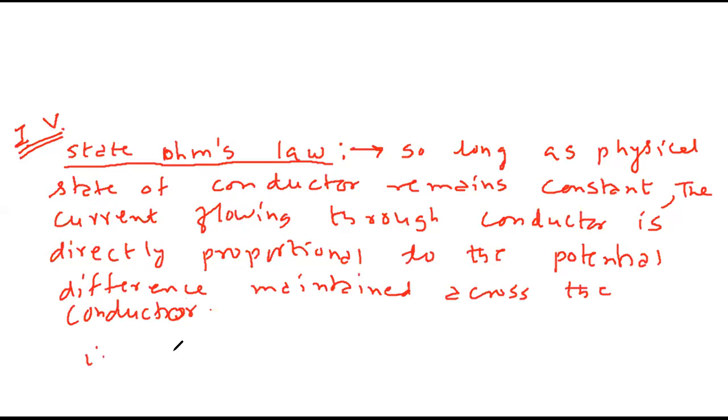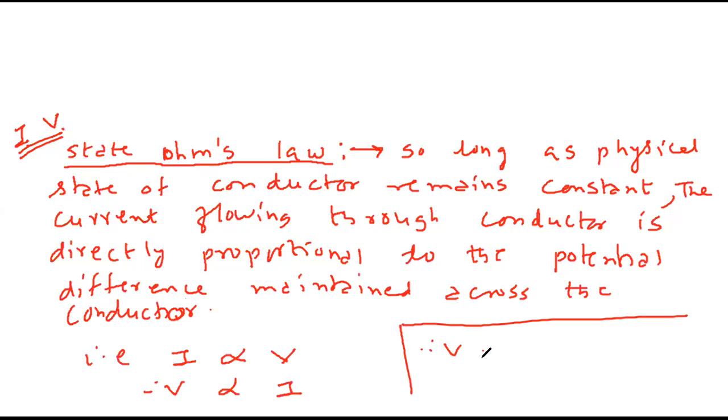That is, I proportional to V. Therefore, V proportional to I. Therefore, V equal to IR. What is R here? Constant of proportionality. Very good. Called the resistance of the conductor. Please copy till this, then I'm dictating further. This you have done in 10th also. So long as the physical state remains constant, current flowing through a conductor is directly proportional to the potential difference maintained across the conductor.